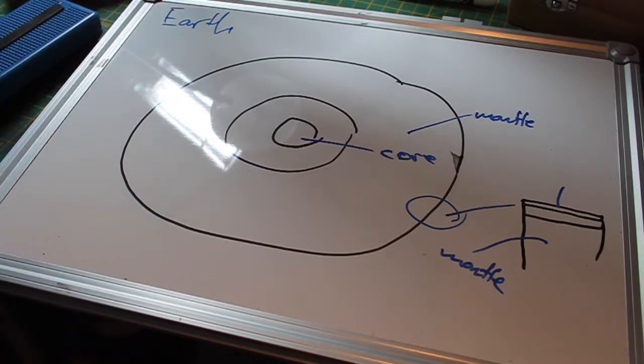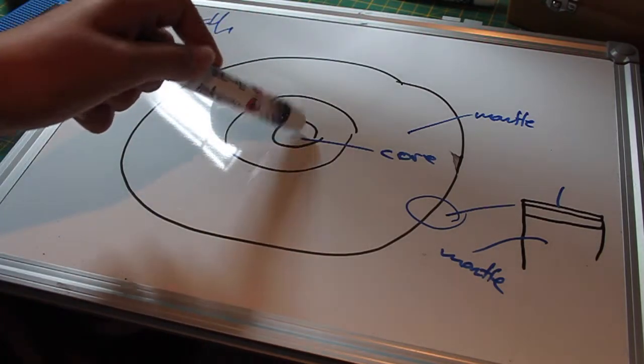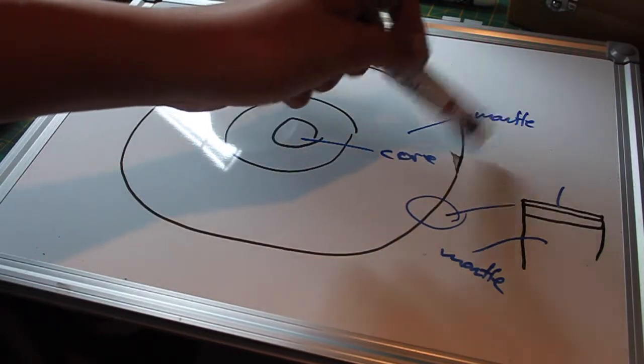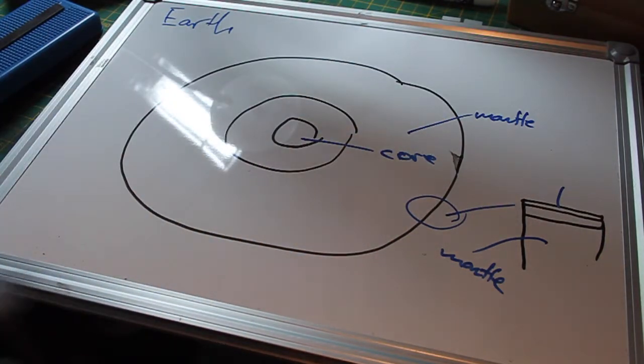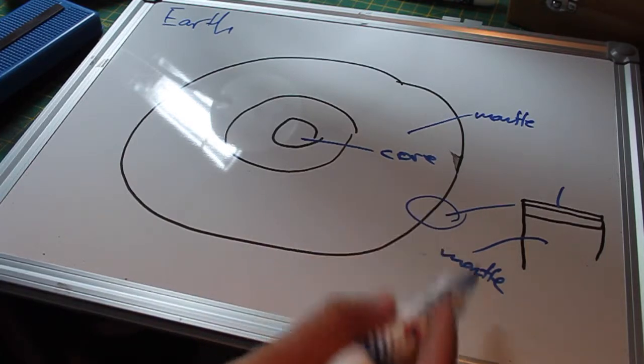Today we're going to be looking at tectonic plates, fold mountains, and the earth inside. So this is the earth when it's cut in half. We've got the core, we've got the mantle, we've got the crust. So today we're going to be looking at the crust and the area around it, so like this bit.